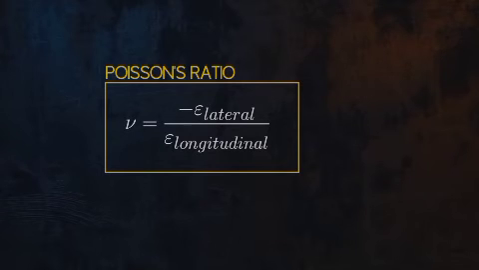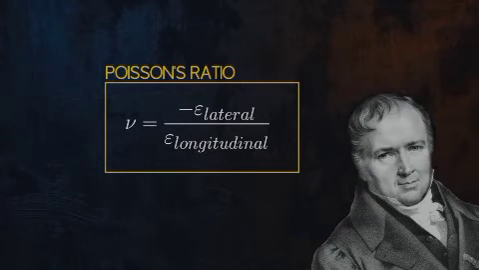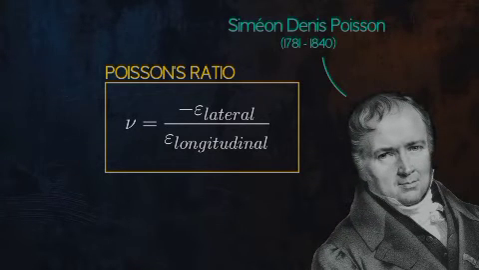By the way, Poisson's ratio is named after this guy, Simeon Denis Poisson, the famous French mathematician who formally defined the ratio in a note published in 1827.